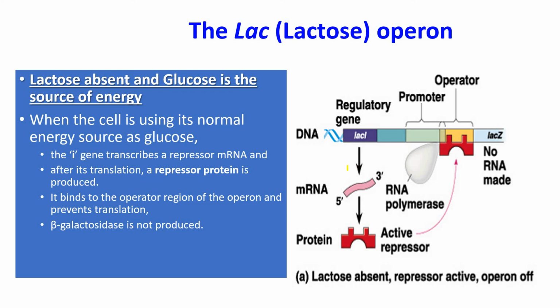See here, now the I gene transcribes a repressor mRNA. So an mRNA is produced from the regulatory gene. This repressor protein binds to the operator. What will happen if the operator is blocked or bound with the repressor? Because here the repressor is active, the operon will not function properly. So beta galactosidase is not produced.